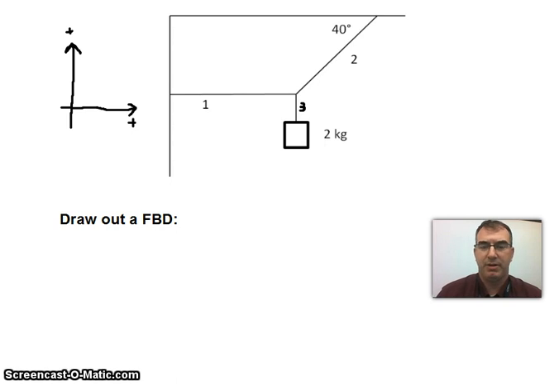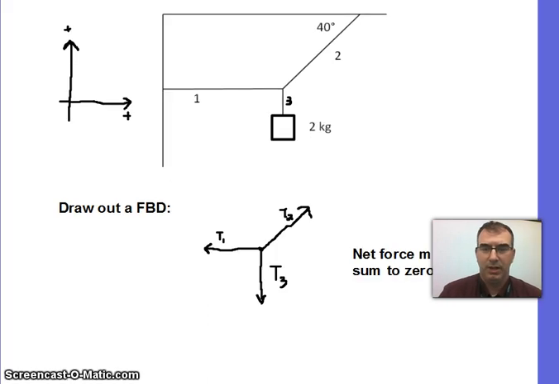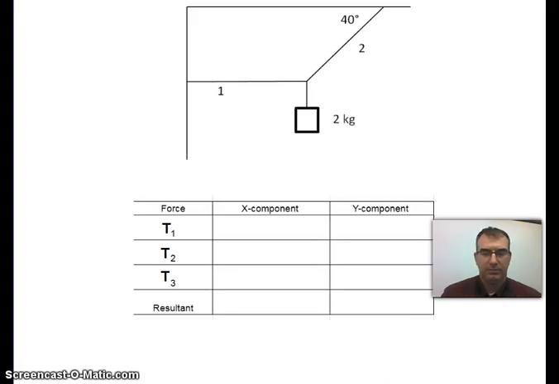and the first thing I'm going to do is draw out a free body diagram. So here I have a rough sketch of the forces acting on this object. I'm going to use the fact that I know that it's in static equilibrium, so the net force must sum to 0. In other words, all my ups and downs, all my lefts and rights, when I'm done adding them up, they must add up to 0.